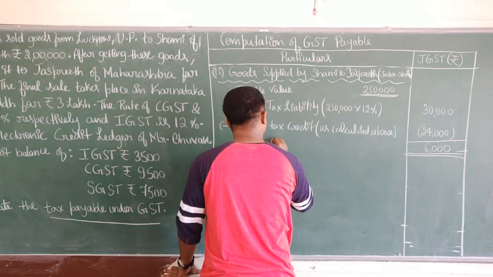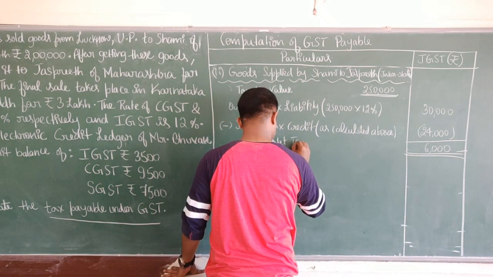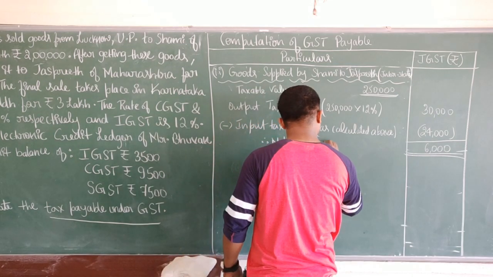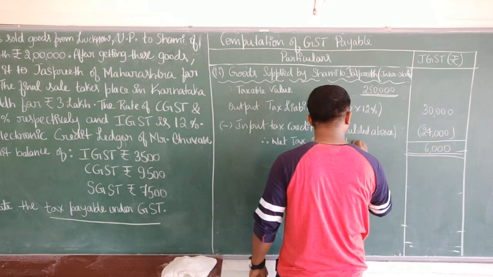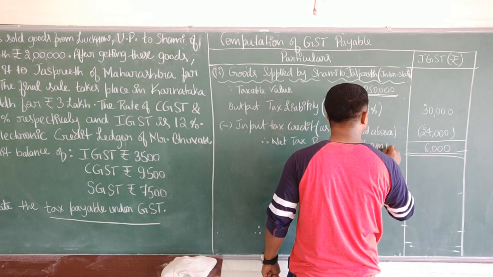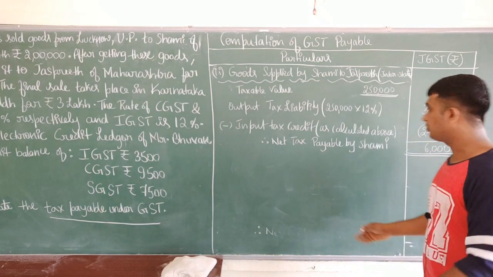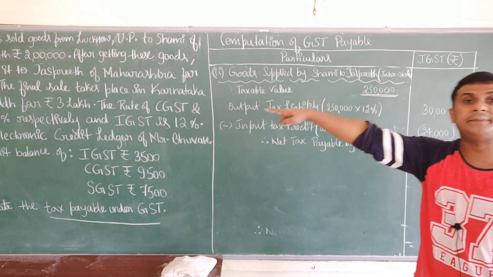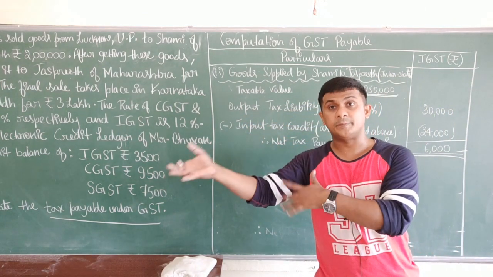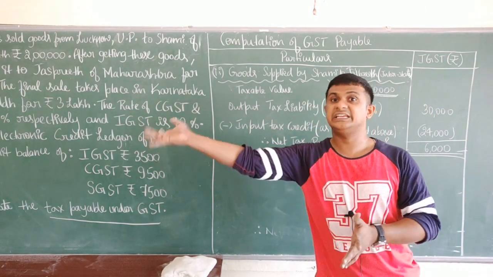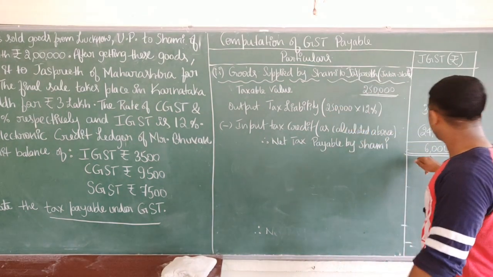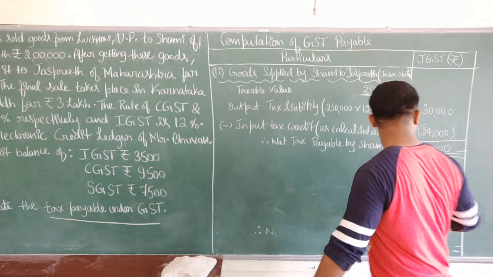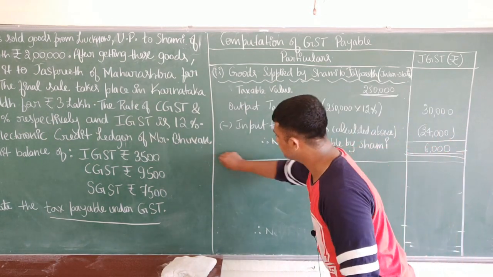So therefore net tax payable by whom? By Shami is 6,000 to the government. He had an output tax liability of 30,000. Previously he had paid 24,000 to the government as IGST when he purchased his input, and the remaining amount is 6,000 that he has to pay in terms of cash or bank transaction, okay? So this is the second part.